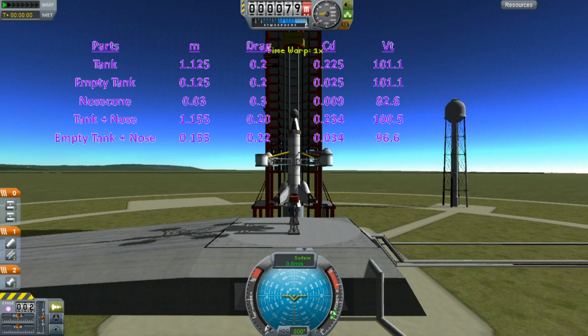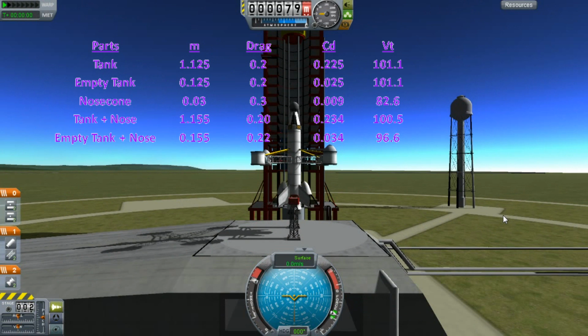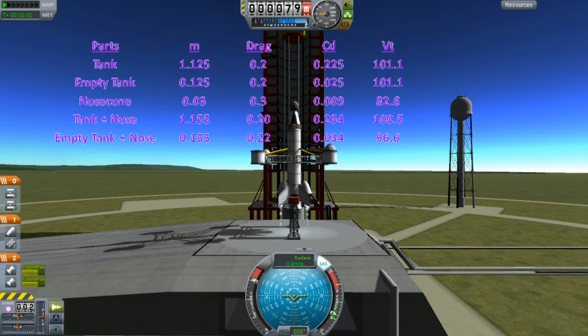And we can see this by adding the nosecone. It actually ends up adding drag as well as the mass, and we end up with an assembly that has a lower VT than just the tank by itself. So it might be aesthetically pleasing, but at the moment they can actually hinder rather than help, particularly with regards to air drag.